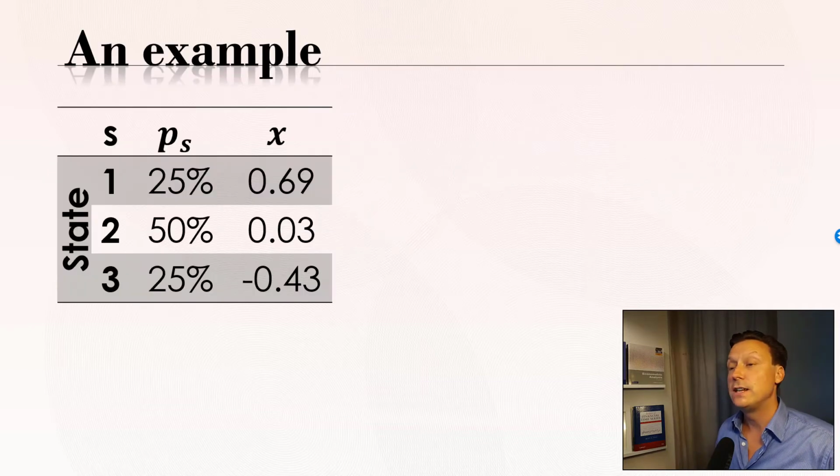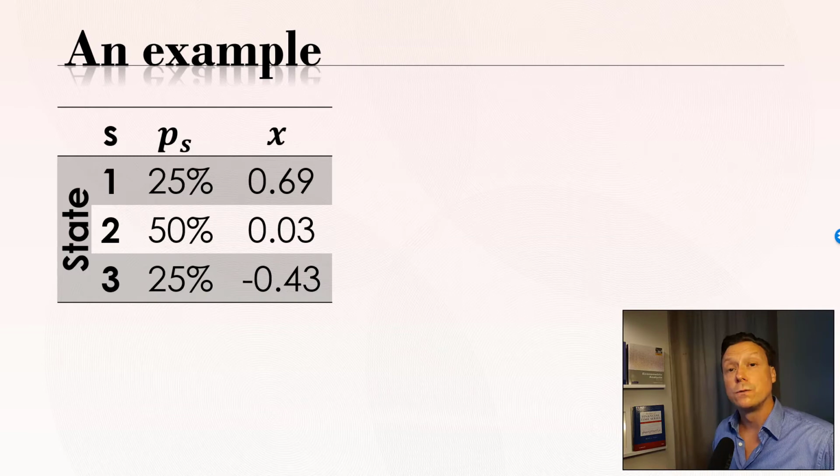So let's revisit the previous example. We have 3 states of the world that are possible. We either have a good state where we gain 69%, which happens 25% of the time. We might have a regular outcome where we gain 3%, which can happen 50% of the time. And finally, we have the third state, which can be viewed as a recession in the economy, where we lose 43% of our portfolio, which happens 1 time in 4.